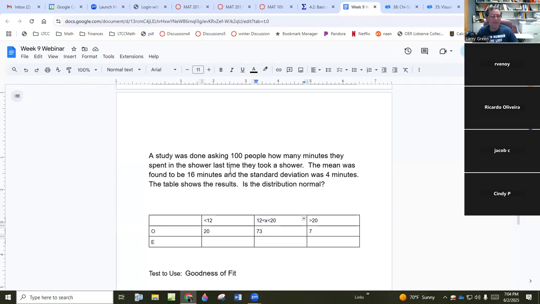So what we can do is take 68% of our sample size. I made the sample size nice, so I can do this in my head. If you had 100%, hopefully you all know what's 68% of 100. This is really obvious. Yeah, 68. So our expected would be 68. We would expect to have 68 people of those 100 having taken their last shower spent between 12 and 20 minutes.